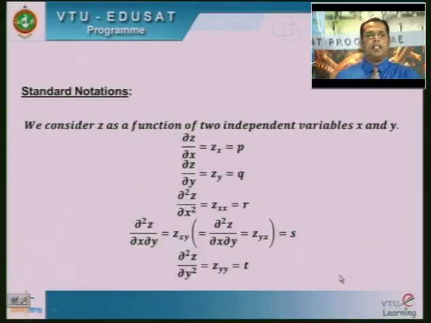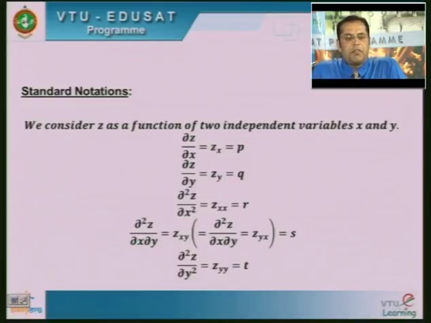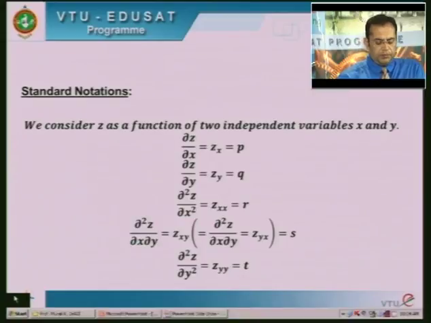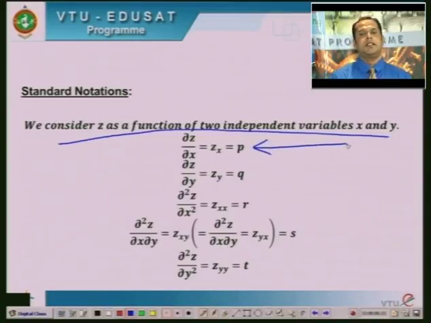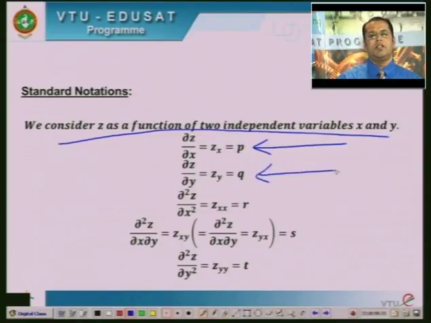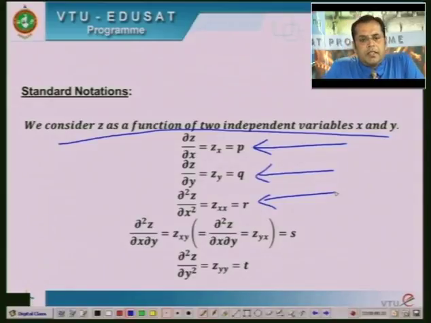Now, these are the notations we have been following right from the first session. We consider z to be a function of 2 independent variables x and y. So, z is the dependent variable which depends on the variables x and y. The first order derivative dou z by dou x, which is also denoted by zx, is denoted by p. The first order derivative dou z by dou y, which is also denoted by zy, is q. Then, for the second order derivatives, dou square z by dou x square, which is zxx, is denoted by r.